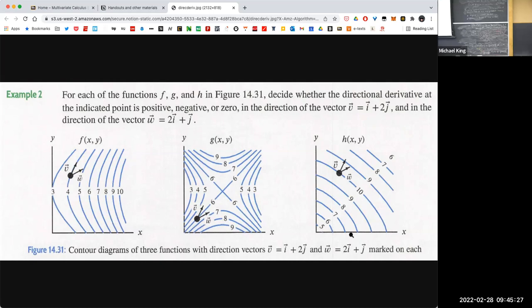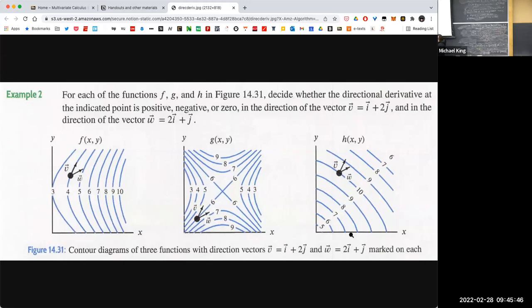W is positive, V is negative. Again, you have to be careful not to think of it as leaving the 6 contour, because that's pointing towards another 6 contour. It's just the fact that it's between 5 and 6 that is important. You're in the area between 5 and 6.